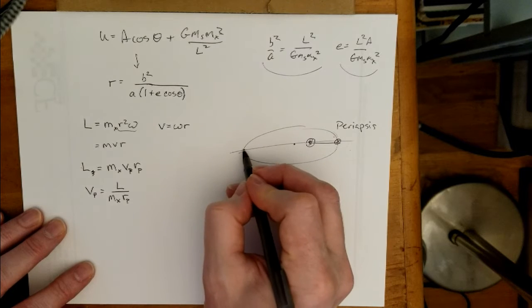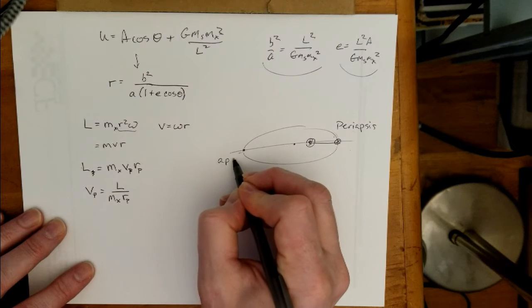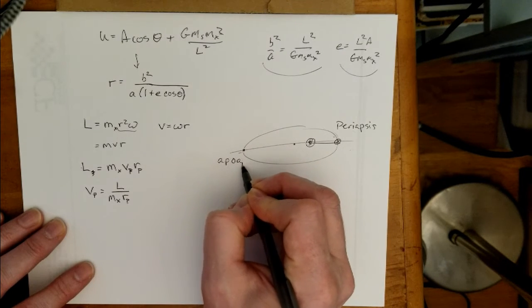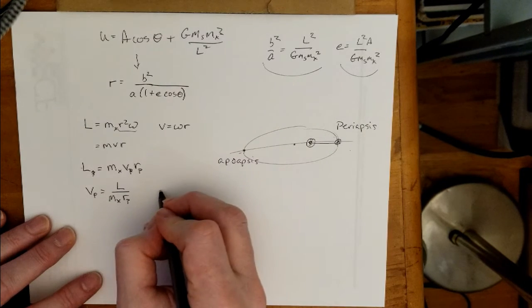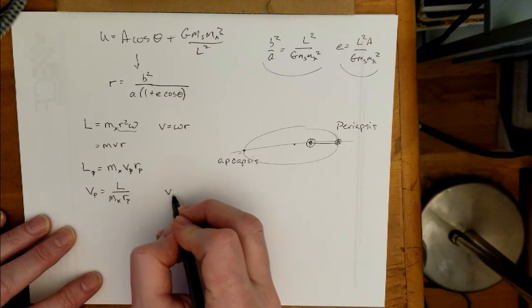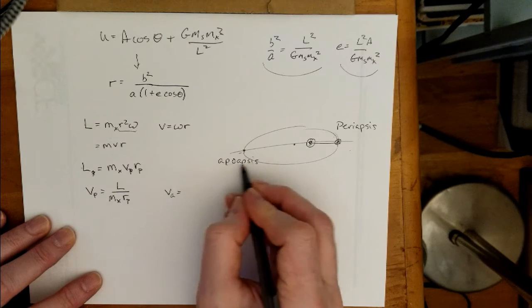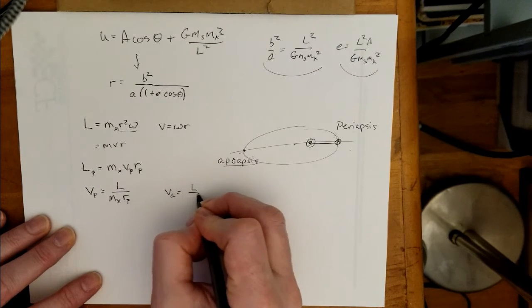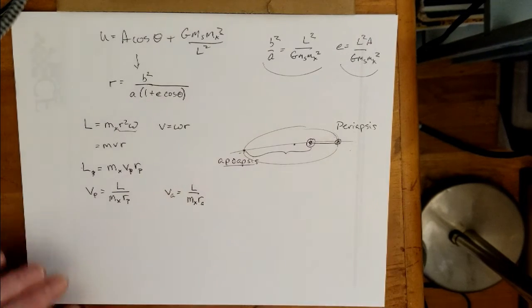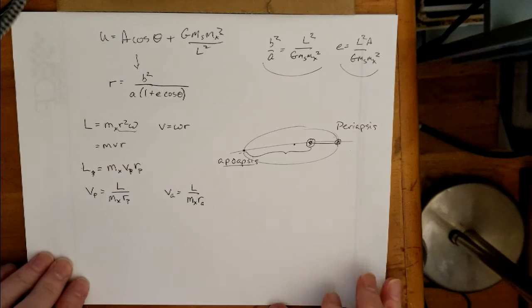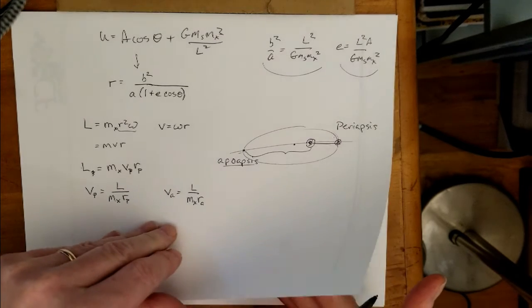If we look at the farther spot away, the apoapsis, and I don't know if I'm pronouncing it right, but that's what I'm going for. We can also, with similar reasoning, say that the speed at the farthest point is equal to L over mass of x times whatever that distance is. So sort of keep that in mind. We will come back to it.